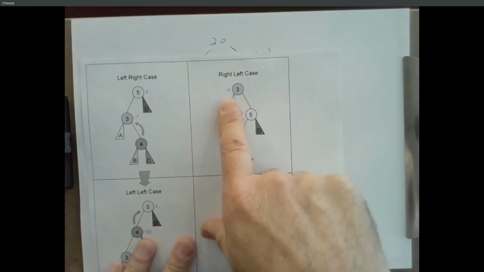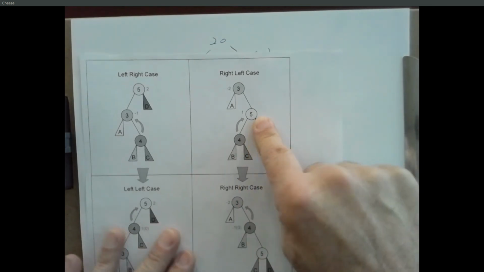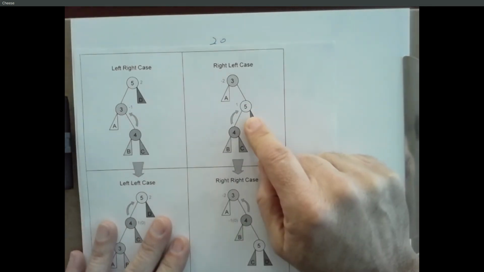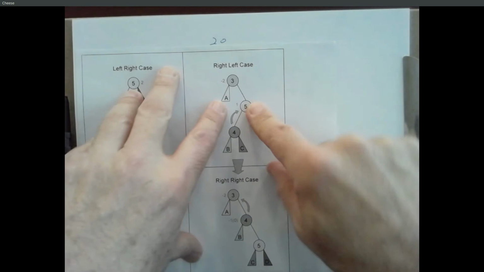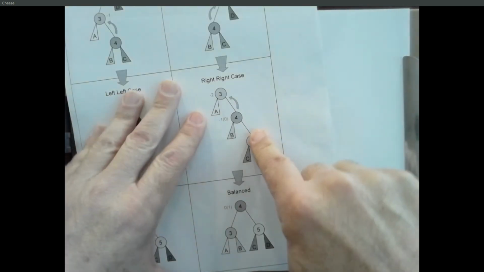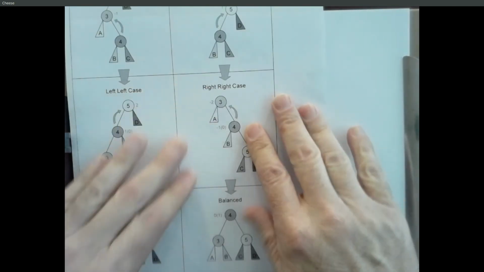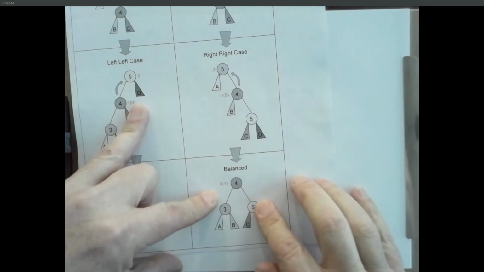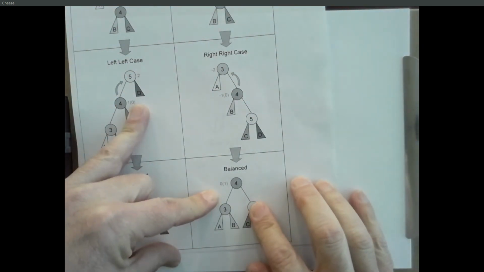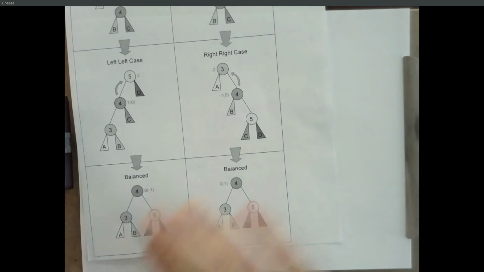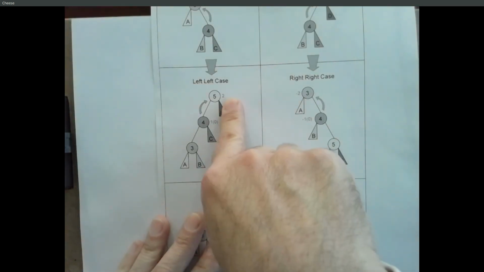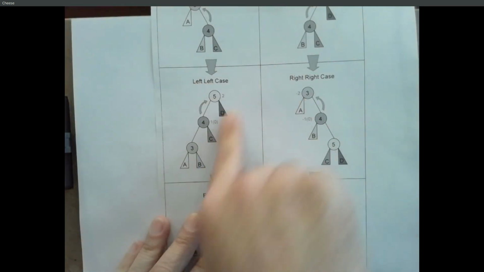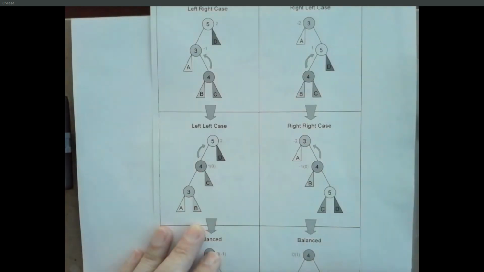But if we had the -2 and its child had a balance factor of 1, we have to first do a preliminary rotation which will make this look like that, and then we're in the right-right case and we can do our adjustment to turn this into a balanced case. And there's a symmetric pair on the left if our imbalance factor is positive 2 instead of negative 2. There's a left-left case and a left-right case.